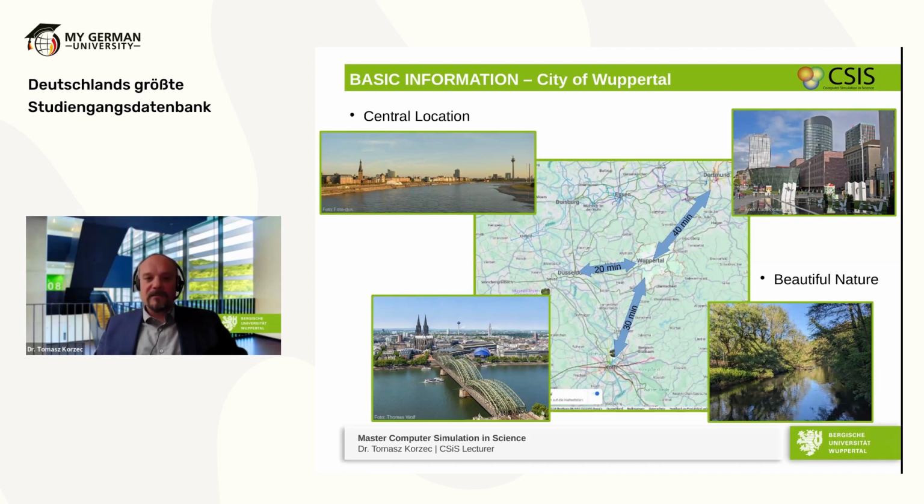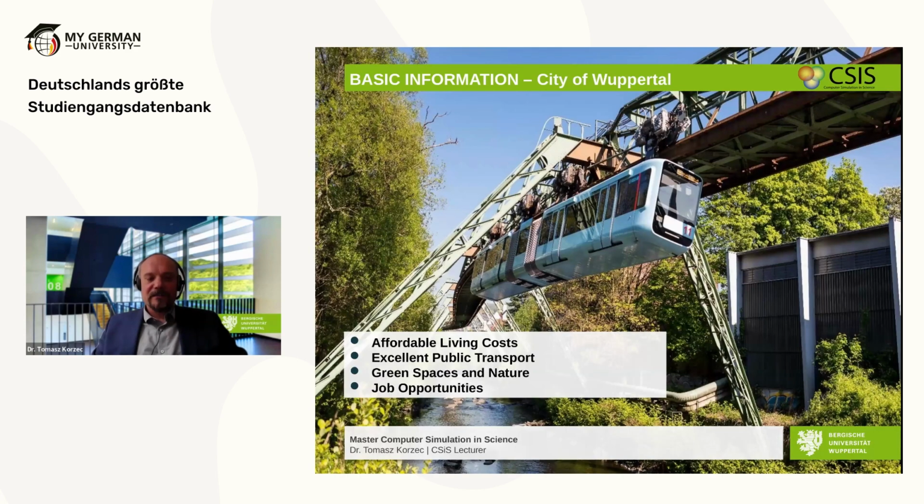But at the same time, Wuppertal is surrounded by beautiful nature. Everywhere outside of the city boundaries, you will find landscapes like the one depicted here. Other advantages of the location are that the living costs are very affordable compared to, for example, Düsseldorf. There is excellent public transport. We have this unique suspended railway as one mode of transport. Wuppertal is one of the greenest cities of its size in Germany. And because the region is very industrial, there are plenty of job opportunities for people with a degree like the one that we are offering.